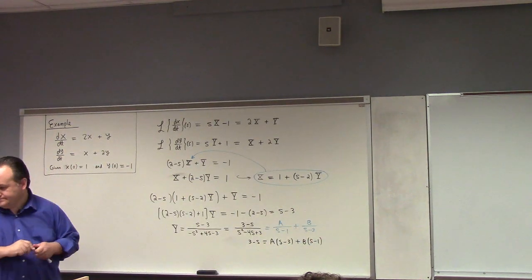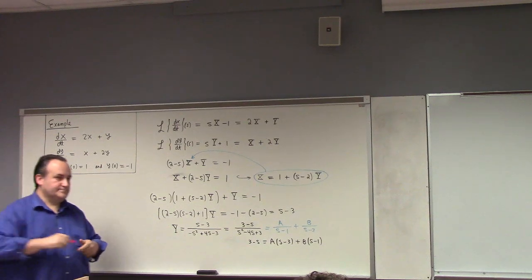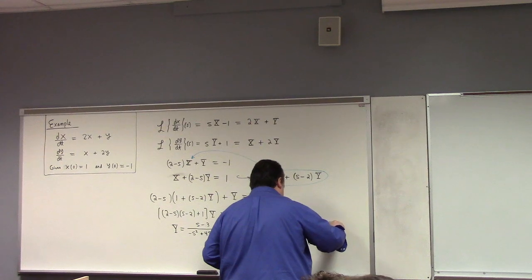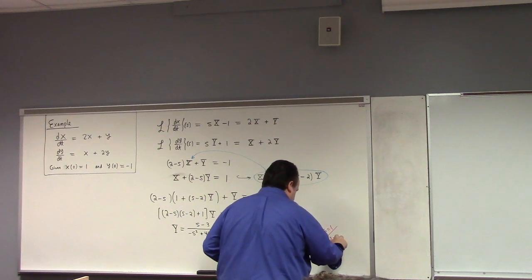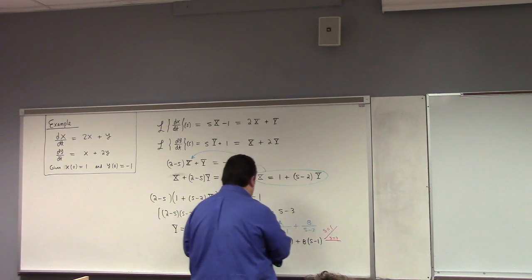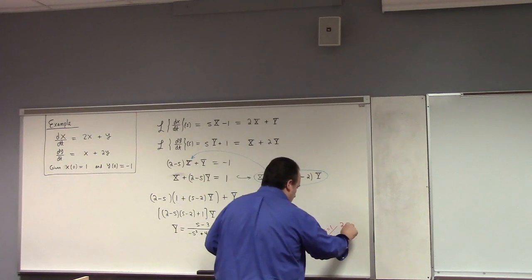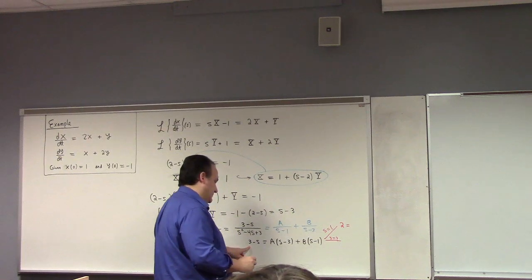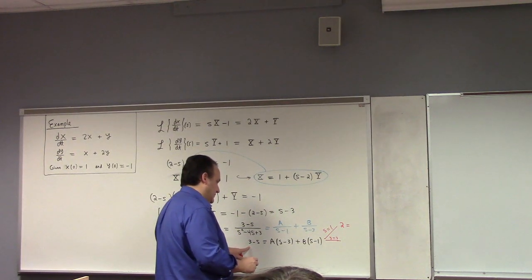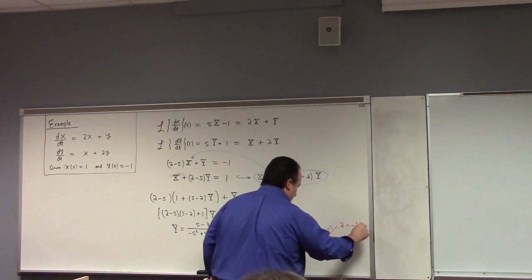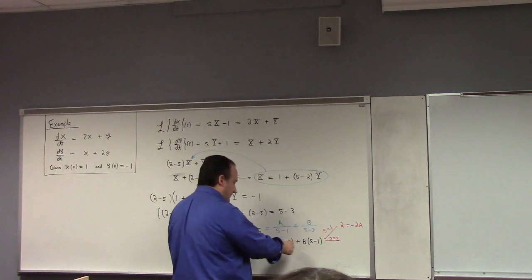And then what do we get? Put s equals to 1, put s equals to 3. What do we get? S equals to 1 gives me 3 minus 1 is 2, equal to what? 1 minus 3 is minus 2a. And s equals to 3 gives me 0.